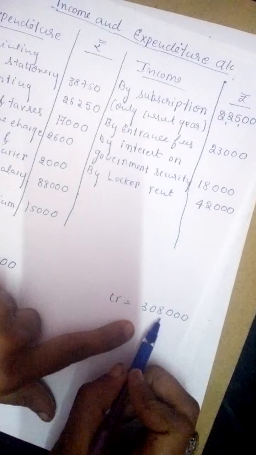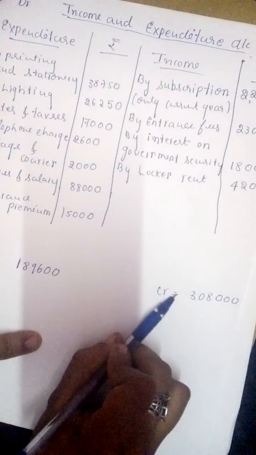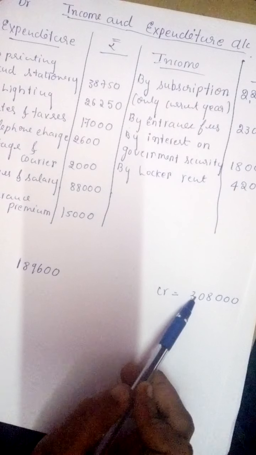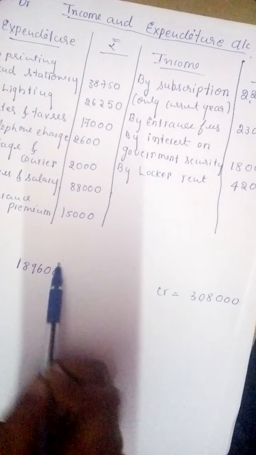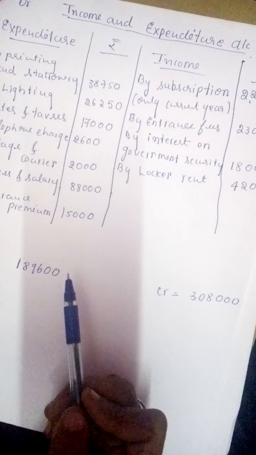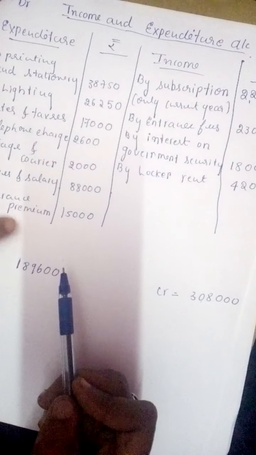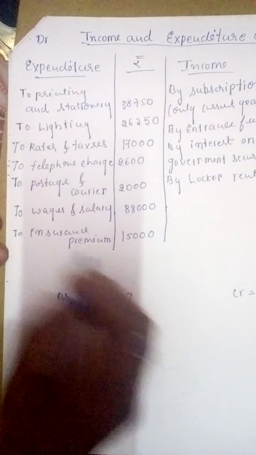So this one is the credit balance, this one is the debit balance. That means income side is more than expenditure side. So what? When the income is more than the expenditure, it is called a surplus. Surplus means now a company is having excess. So this surplus balance needs to be recorded where? Here we need to write the surplus balance in a debit side.